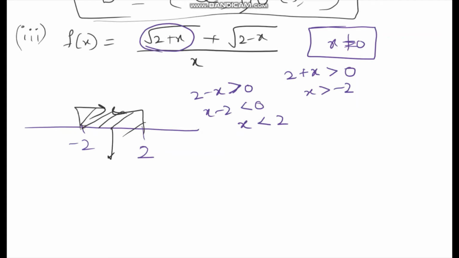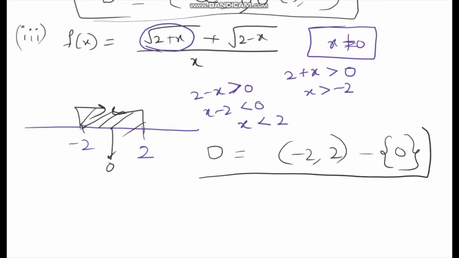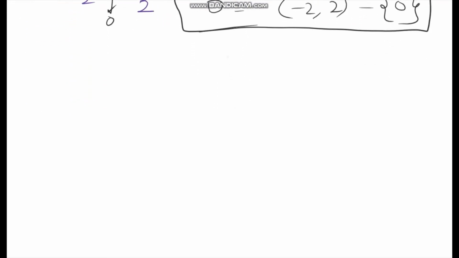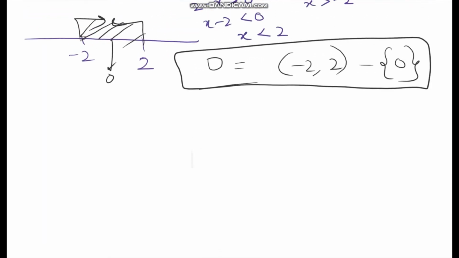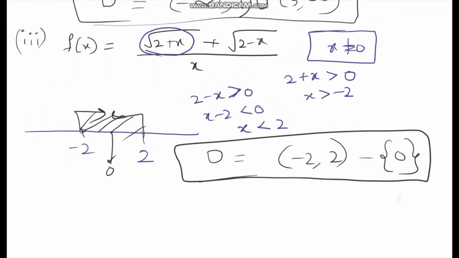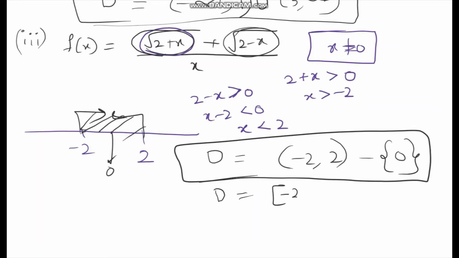But here we need to take out this 0. Domain equals minus 2 to 2 minus, take out the value 0. So this is the domain. Now if this part is 0 here, this can be valid. So domain will be equal to minus 2 comma 2. So we need to put the square brackets minus 0.